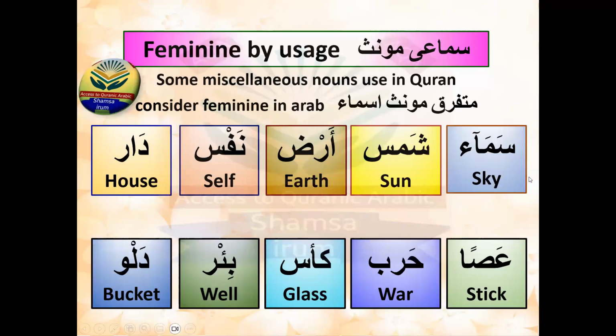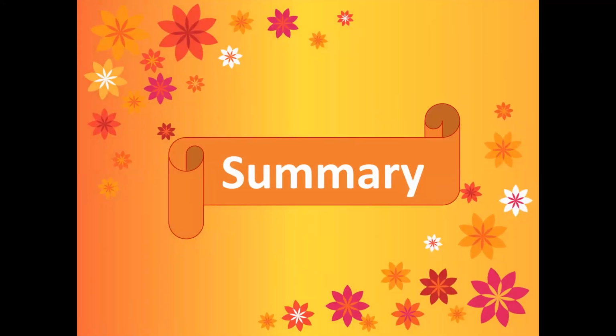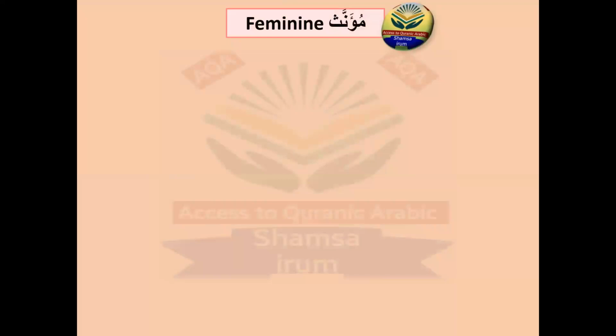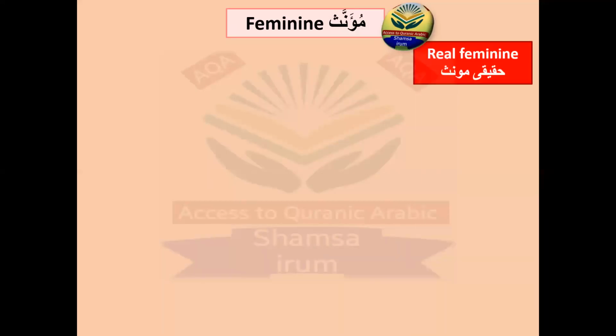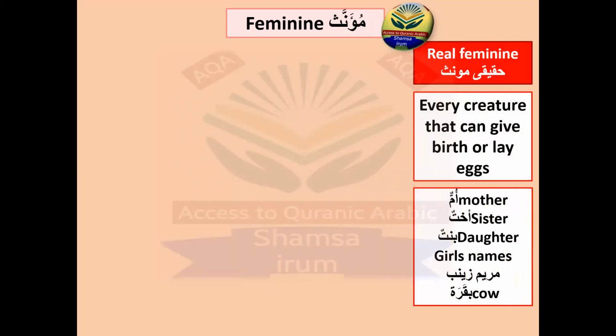Okay, summary of today's lecture. I tried my best to consume the whole lecture in this one slide. Let's see. Real feminine: every creature that can give birth or lay eggs. So it will come in the category of the real feminine. Mother, sister, daughter, girls' names, or any female.